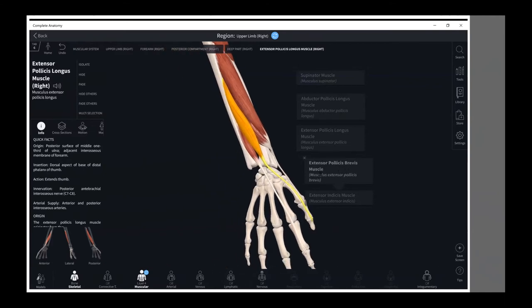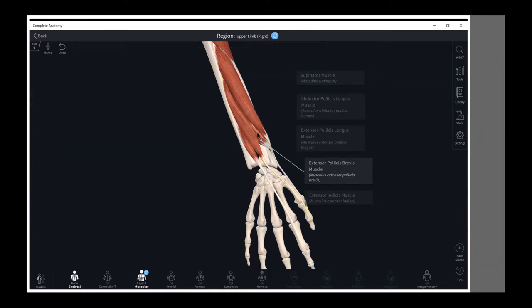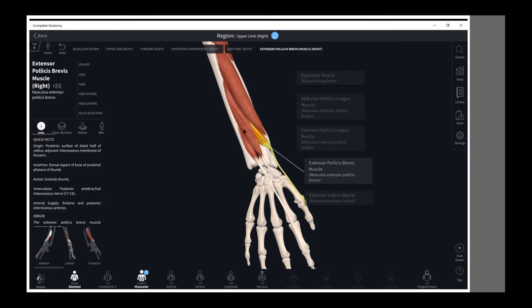We then get to extensor pollicis brevis in between those two previous muscles. So extensor, let me fade that. Okay, so extensor pollicis brevis. The origin is the posterior surface of the distal half of the radius and the adjacent interosseous membrane of the forearm. It inserts in the dorsal aspect of the base of the proximal phalanx of the thumb, and again, it extends the thumb. Again, it's C7, C8.